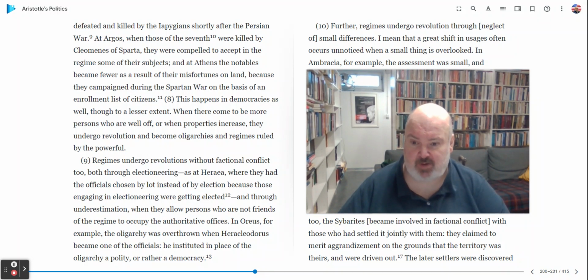And he says this happens in democracy as well, although to a lesser extent, when there come to be more persons who are well off, right? Or when properties increase. They undergo a revolution and become oligarchy and regimes ruled by the dynastic regimes. Dynastic, not ruled by the powerful. Again, ruled by the powerful means dynasty. They become oligarchic and dynastic.